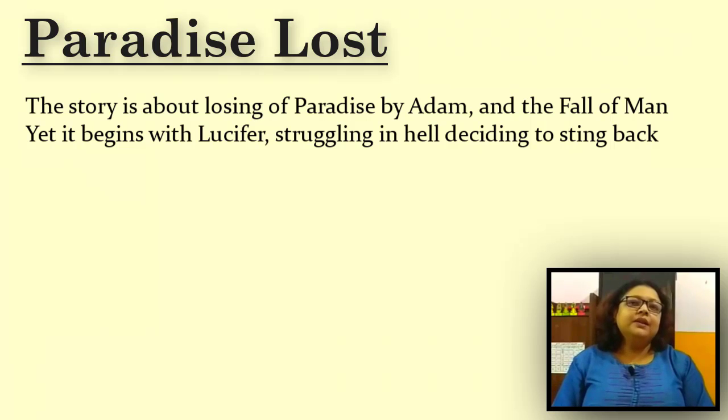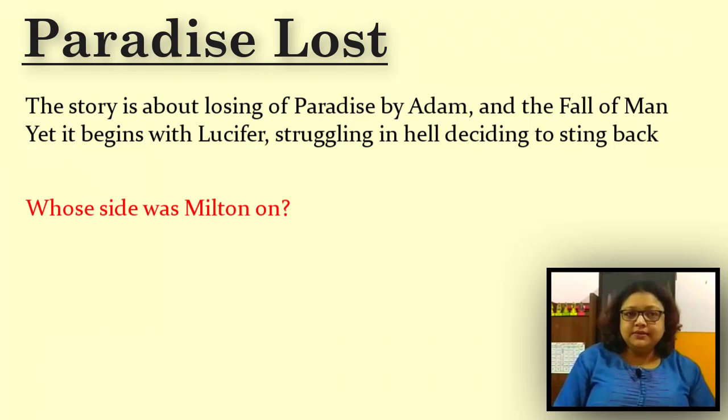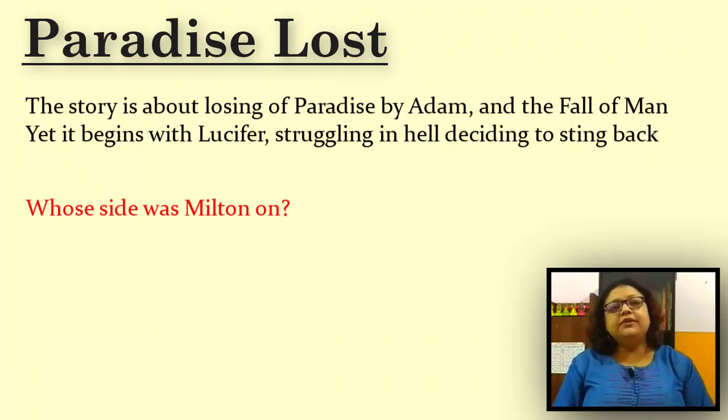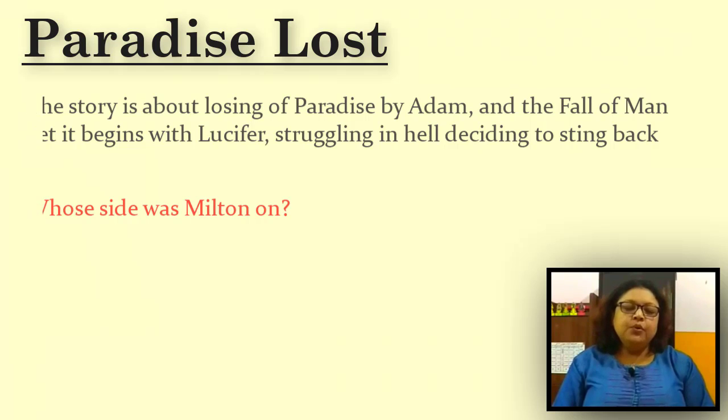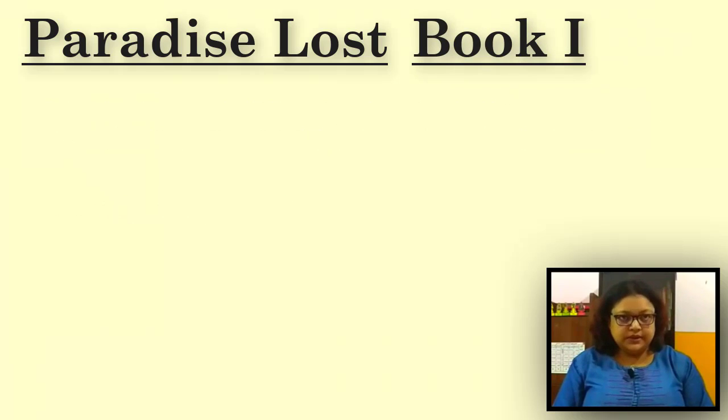This is where a lot of critical attention has been given to the point of view that Milton was trying to give. Was he being on the side of Satan? Was he talking about the glorification of rebellion? Or was he talking about the bad things which man did and the fall which he got, which he deserved? Book 1 is not enough to answer all these questions. Book 1 is not enough to give us the idea on whose side Milton is on. We don't know from Book 1.